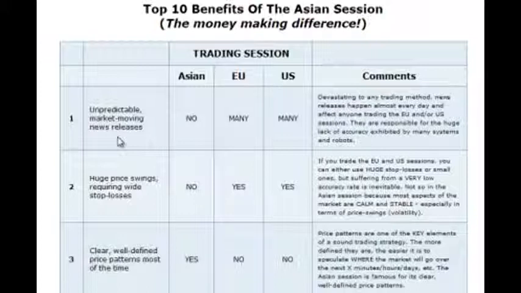Most releases that change the direction of the market or develop new trends are going to happen during the EU and the US sessions. Again, these are very devastating to systems, and Forex robots will typically just fall to pieces because of news releases. Economies change, and news releases are directly linked to economies. Once they hit, the market moves in ways that nobody can accurately predict.